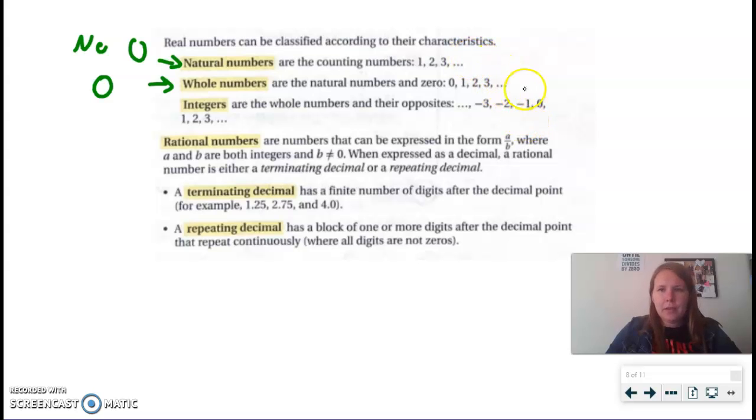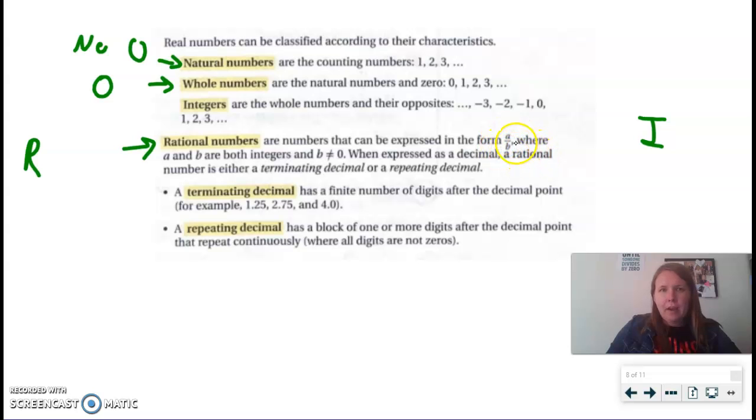So those are everything negative as well as positive, and those are some of the big parts here first. And then we get into creating another distinction, between rational numbers, which are here, and irrational numbers, which we will talk about on the next page. Rational numbers are numbers that can be expressed in the form a out of b, where a and b are both integers, but b cannot be 0.